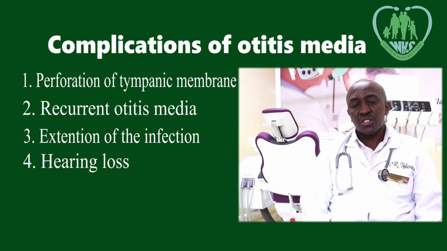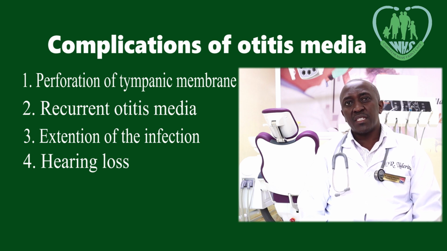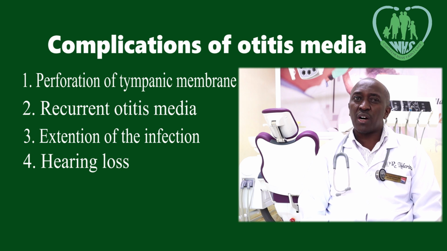Some of the complications of acute otitis media include perforation of the tympanic membrane. You can have recurrent otitis media due to accumulation of fluid in the eustachian tube, which is part of the middle ear, and you can also have extension of the infection to the brain with the formation of pus, and you can also have hearing loss.